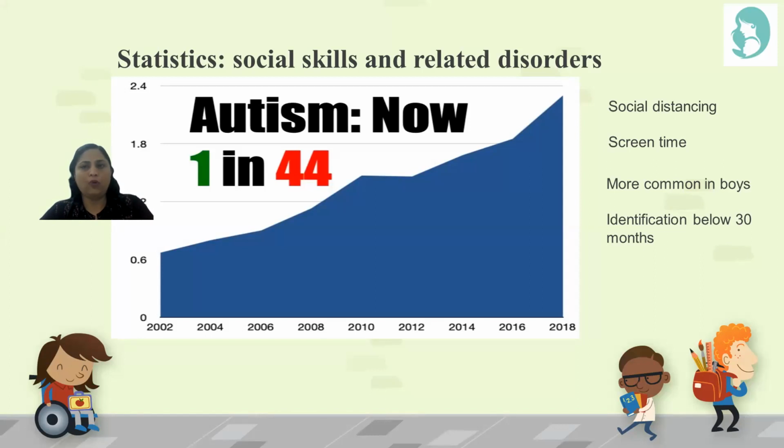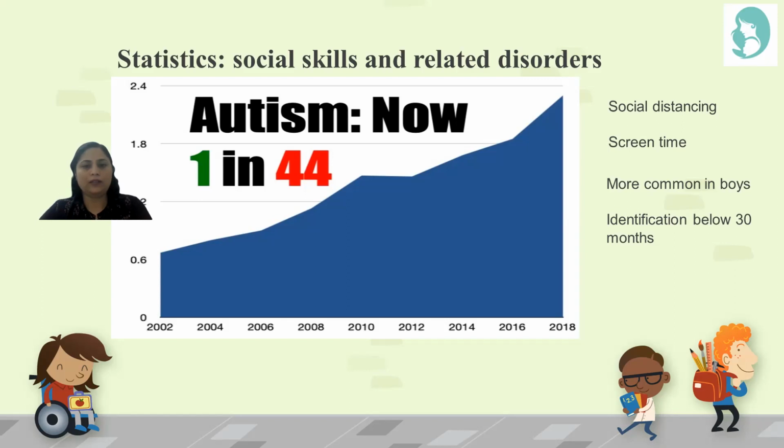It is more common in boys and it can be identified below 30 months, and social distancing and screen time have played a major role in the increase in semantic pragmatic disorders. Absolutely, semantic pragmatic disorder was present before the pandemic as well, but the awareness and the symptoms are getting more obvious, and the children are becoming more and more deeply affected nowadays. So we have to really know how to tackle and how to identify these problems and how different semantic pragmatic disorder is from autism.